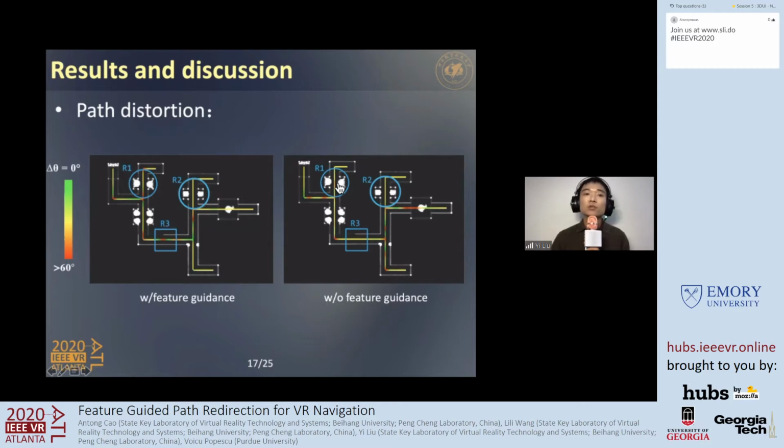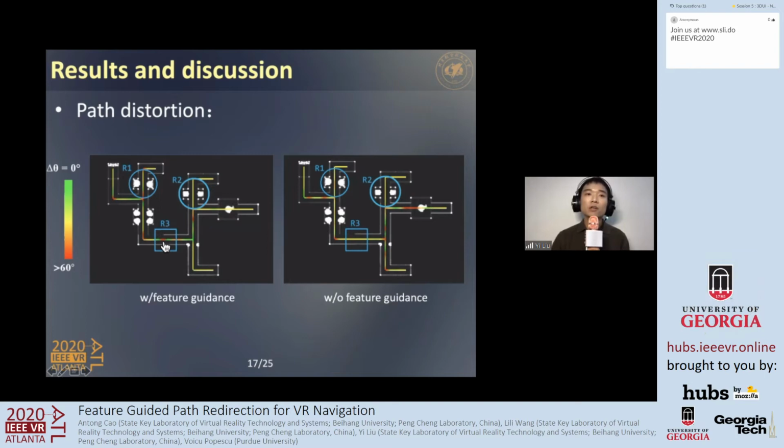Region R3 has low feature density. With feature guidance, the path is red. Without feature guidance, the path is yellow. Our feature guidance method moves the distortion away from R1 and R2 and concentrates it at R3.